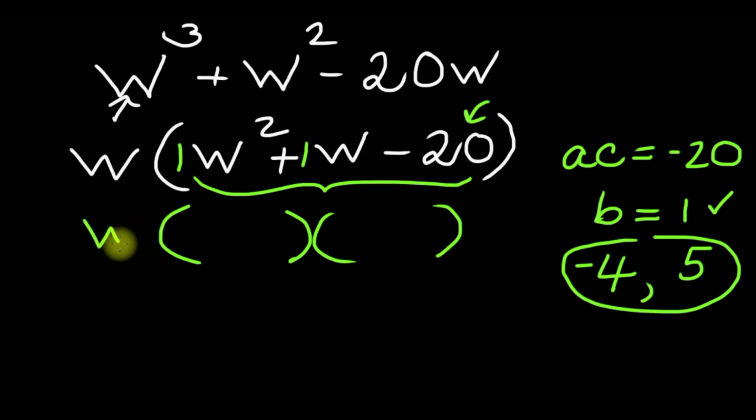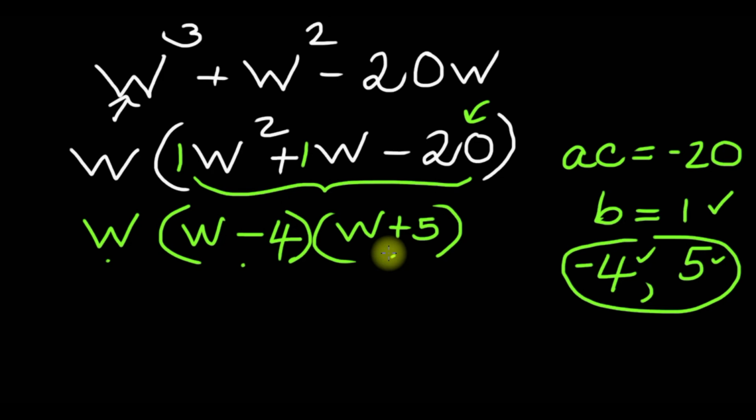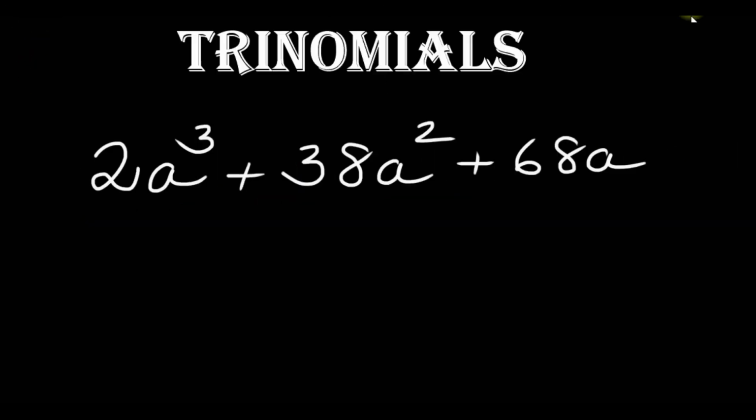Okay, so we bring down the w. So this one's going to be w take away 4 because of the negative 4. And then this is w plus 5 because of the positive 5. Okay, so these are the factors of the original expression. Okay, let's take a look at another trinomial.